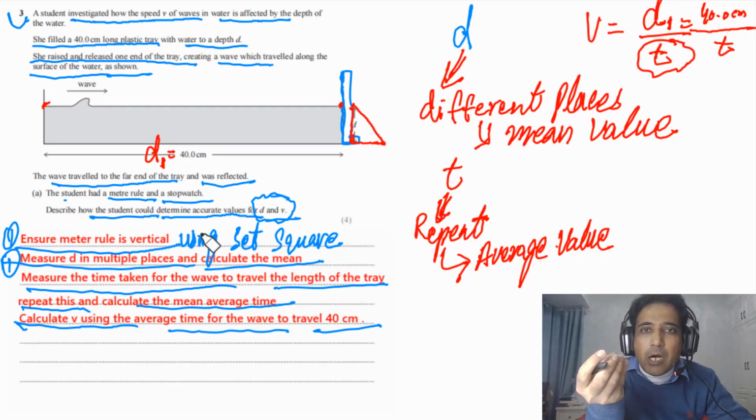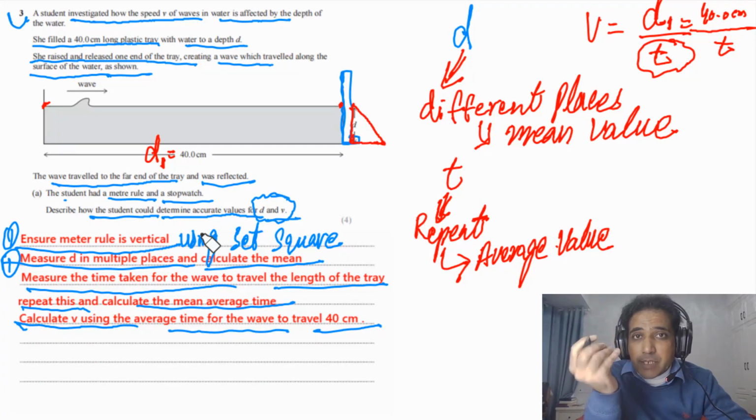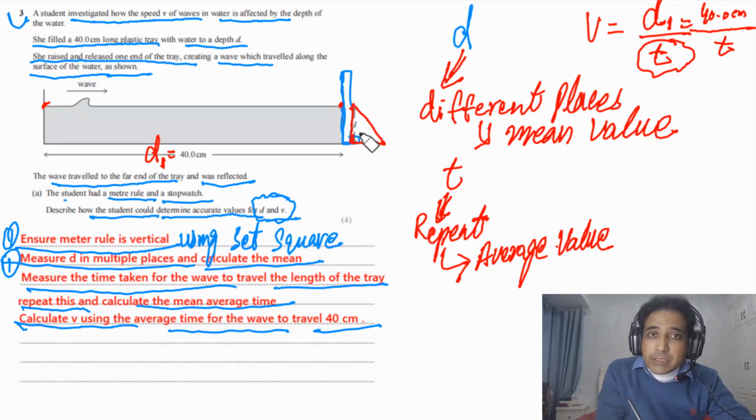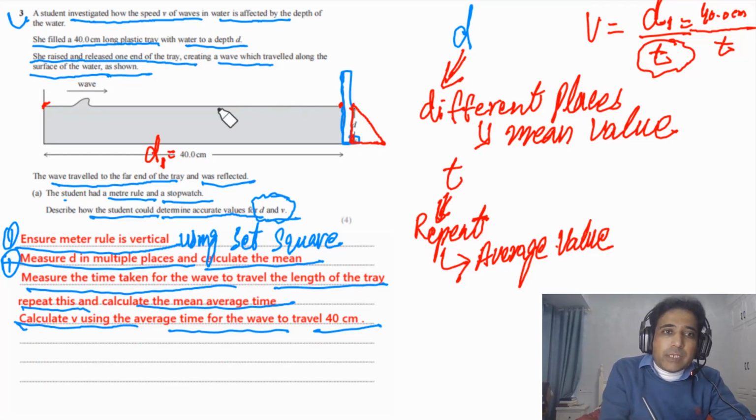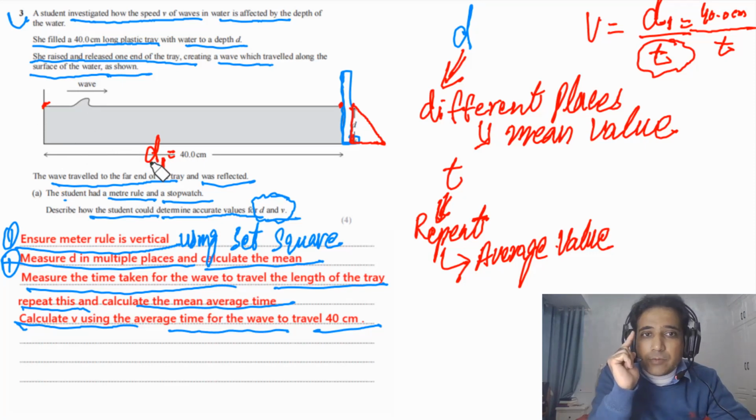Quite a straightforward question: how to measure time, and how you can make sure the measured time is accurate. We can repeat the time, take more than one reading, and then calculate the average value. It is a very common point, we do this all the time. And how can we make sure the value of d is correct? We need to make sure the meter rule, when we place it along the tray, is vertical. How can we make sure the meter rule is vertical? We can simply use a set square. And we also have to take the value of d at different positions, and then take the mean of that. That is the best way to measure depth.